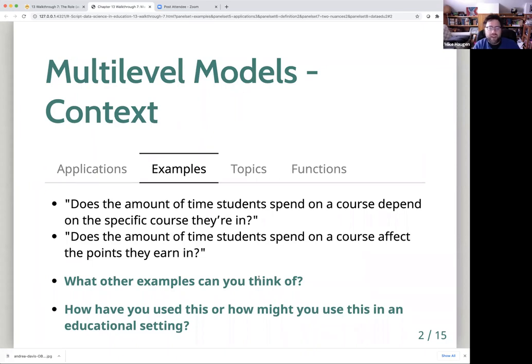So how do courses factor in there? Does the amount of time students spend on a course affect the points that they earn?